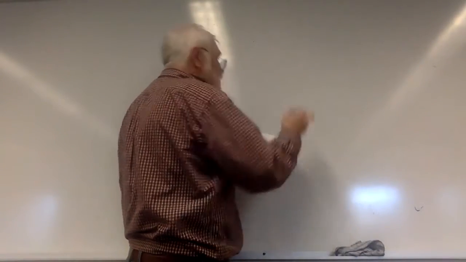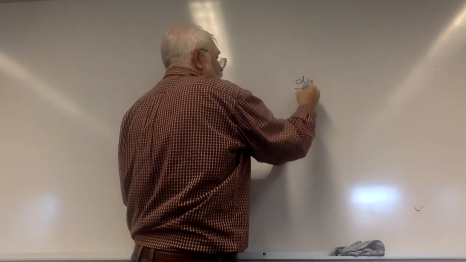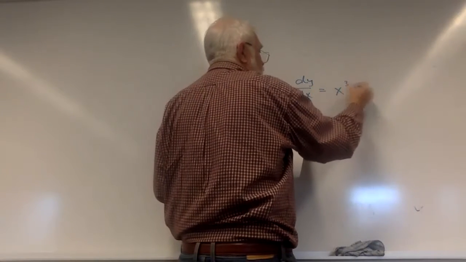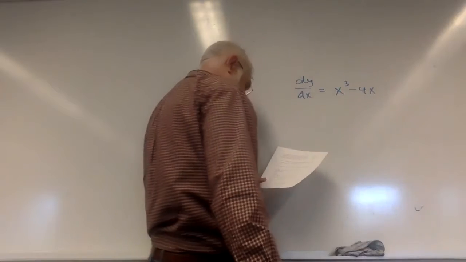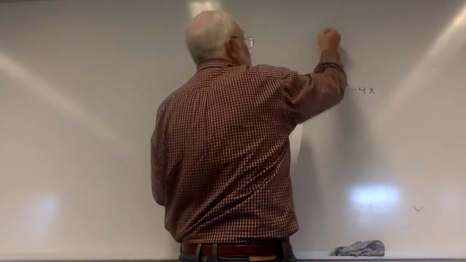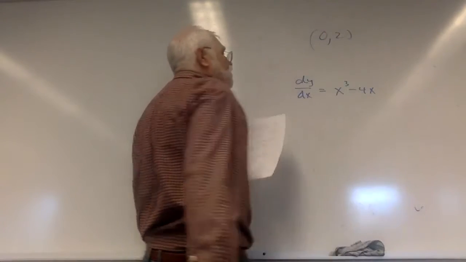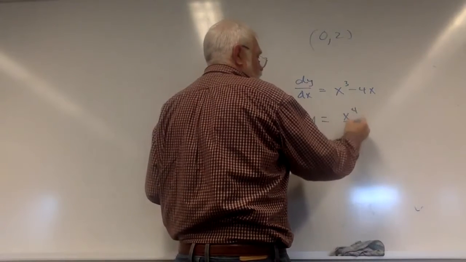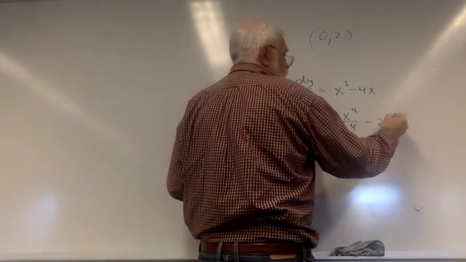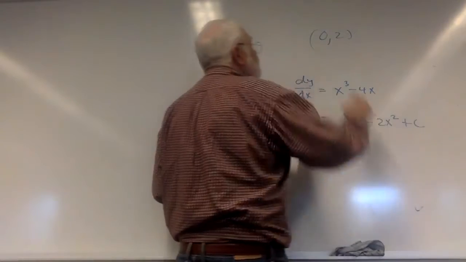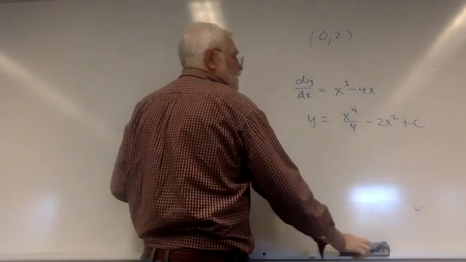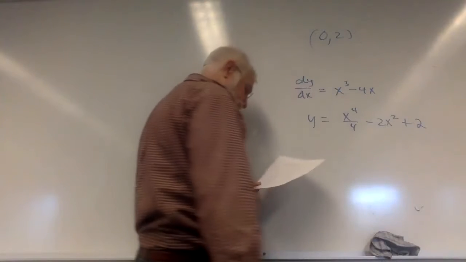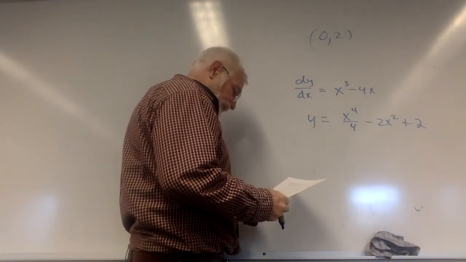dy/dx equals x cubed minus 4x. y is 2 when x equals 0, so this passes through the coordinates (0, 2). So what does y equal? x to the 4 over 4 minus 2x squared plus c. We put a 0 in, and we can see that c is 2. That's your solution to that differential equation.